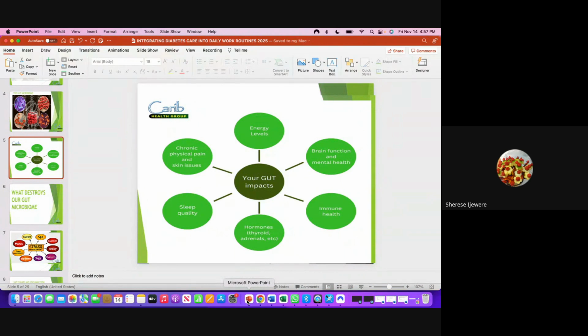Okay, so this is the gut microbiome slide with the trillions of bacteria and fungi and protists.